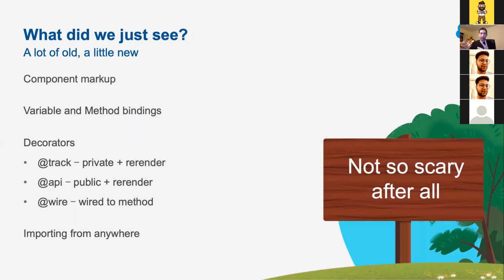All right, so what did we see in all of these demos, right? Once again, we saw component markup. We talked about that already. We saw variable and method bindings. Again, we've seen that before. We talked about our decorators @track, @api, and @wire. And we saw we can import from almost anywhere, right? We can import from LWC. We can import from Salesforce libraries. We can import custom components. We can import objects and fields. We can import from Apex controllers. Pretty much anything we want to import, we can bring in all sorts of different functionality into our Lightning Web Components, which I think is pretty cool.